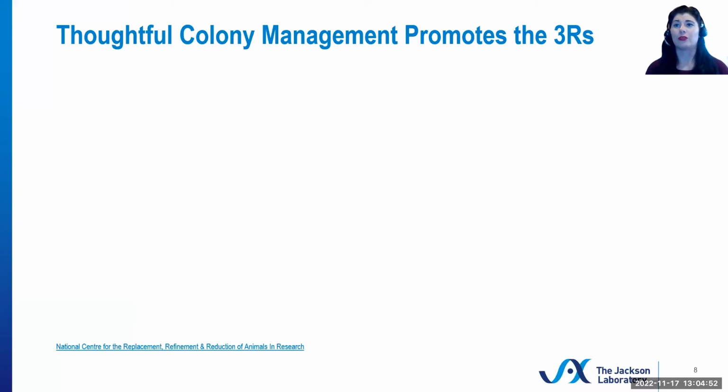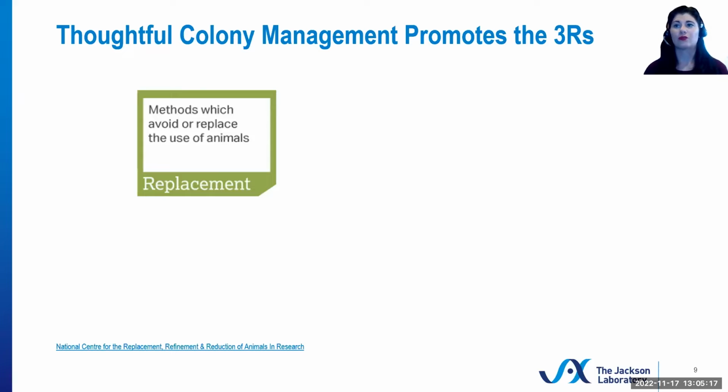If you are unfamiliar with the 3 Rs, they were defined by the National Center for the Replacement, Refinement, and Reduction of Animals in Research. The 3 Rs are important in promoting research resiliency. They encourage high-quality research by in-depth examination of model selection, an increase in efficiency for colony management, and help maintain the ethical use of laboratory animals.